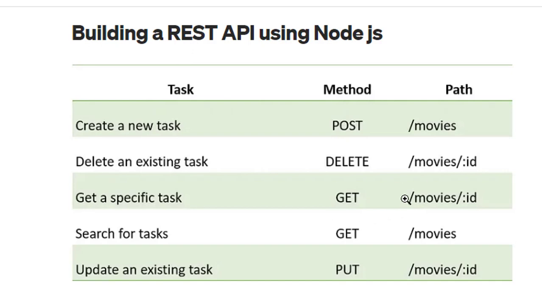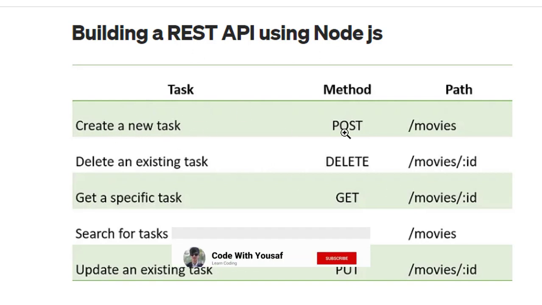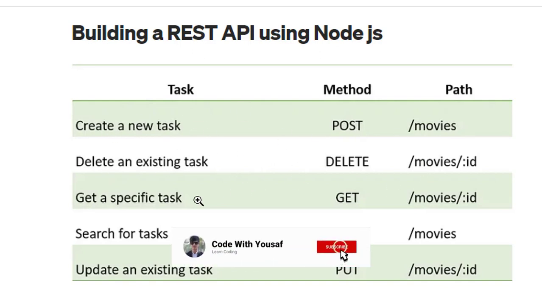Hi everyone, in this video we will create a REST API using node.js. Our task would be to create a new task, to delete, to get, to search and to update an existing task. So let's get started to create these APIs.